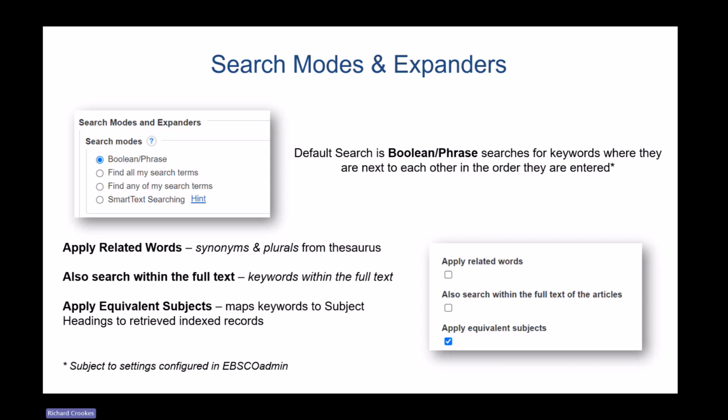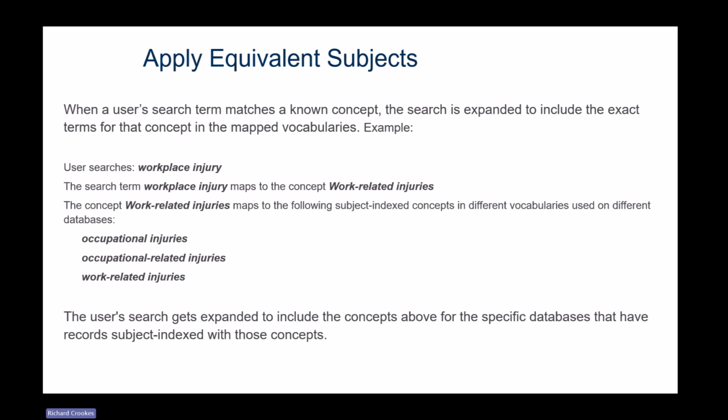Then apply current subjects, which is defaulted to on in the NHS setup. That will take your keyword search and map it directly to subject headings to retrieve index records. So just to clarify that a bit further, if you consider the term workplace injury as a search, okay, so the search term workplace injury maps to the concept of work-related injuries.